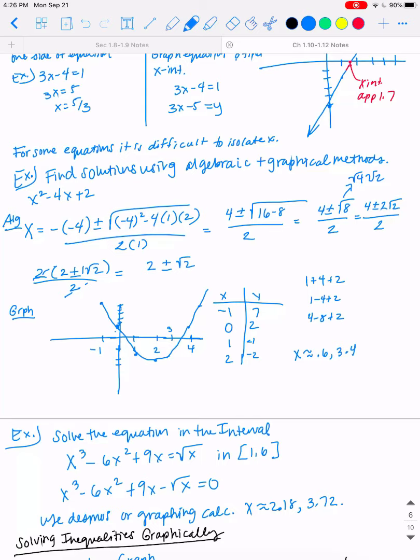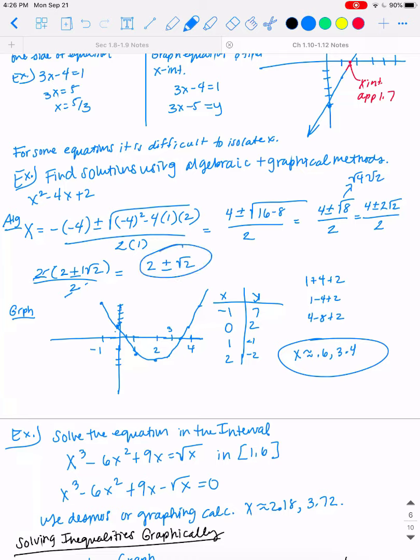If we were doing this graphically, we could go ahead and make a table of our values. So we have x from -1 to 2, and then we plug those in for each to get our y value, and then we could go ahead and graph it. Here, we graph each point, and this point is probably about 0.6, and then this point here is probably about 3.4. So we'll say our solutions are approximately 0.6 and 3.4.